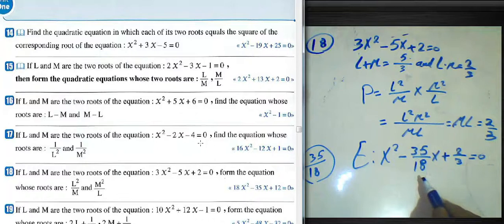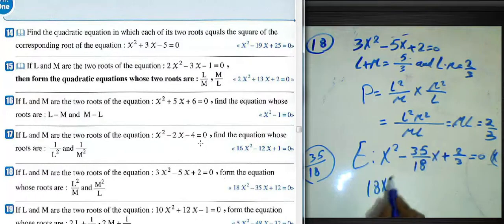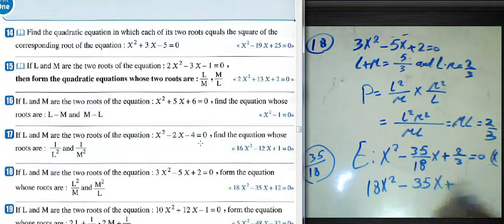يبقى equation هنكمله مع بعض يا شباب. multiply 18 يبقى هنا 18x power 2 subtract 35x plus 18 divided by 3 equals 6. 6 times 2 equals 12. The result will be، يبقى الإيكويشن بتاعتنا يا شباب 18x power 2 minus 35x plus 12 equals 0. تعالوا نشوف question بقى اللي بعديه اللي هو 19.